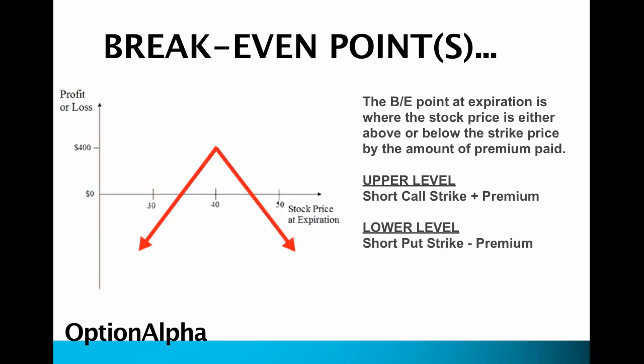But with a short straddle, for the upper level break-even point you're going to take the short call value and add the premium that you received. That's going to give you this particular point here on the graph, which is where it breaks even on the upper level. For the lower level, you're going to take the short put strike and subtract the premium that you received as well. And again, that creates this other lower level break-even point. So as long as the stock closes inside this range, centered around 40, you're going to make money at expiration.